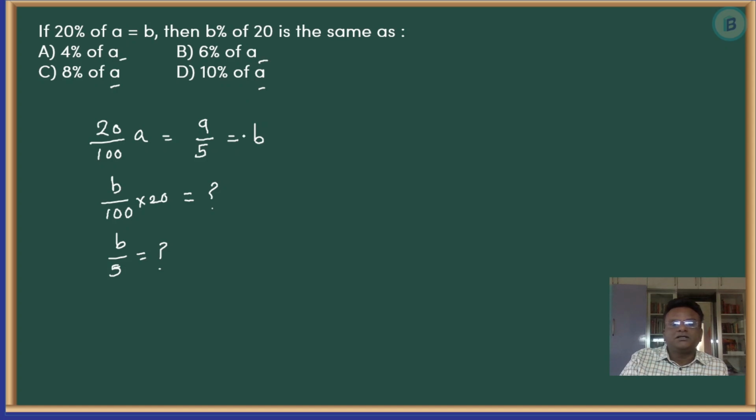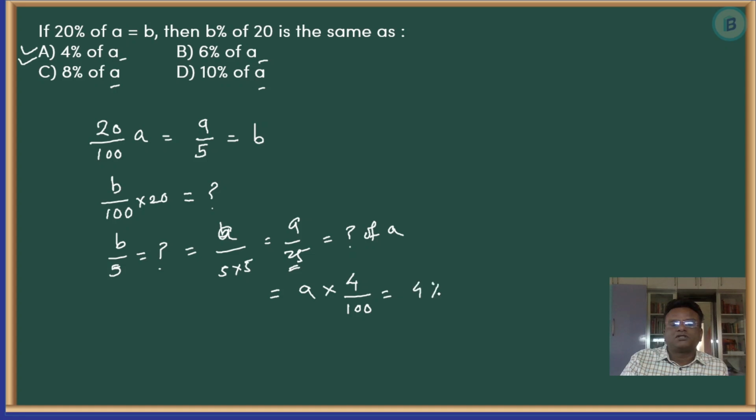And we have to find the answer in terms of A. Okay, so we know that B is equal to A by 5. So B divided by 5 is equal to A divided by 5 into 5, which is A divided by 25. We have to find A divided by 25 is how much percentage of A. So we know that if you divide by 25, it is 4%. So basically, you can express this as A into 4 divided by 100, which is 25, is 4%.